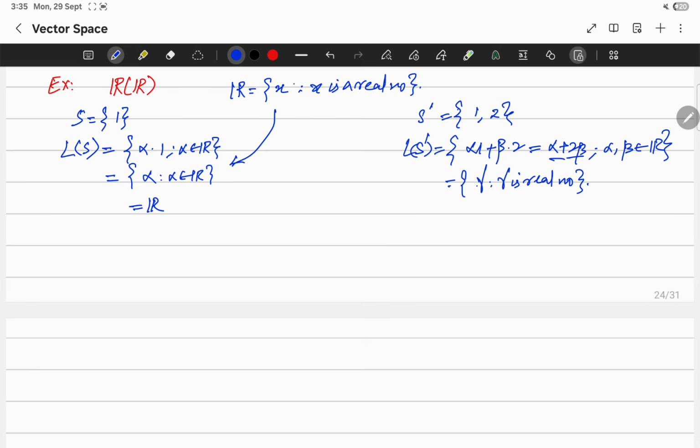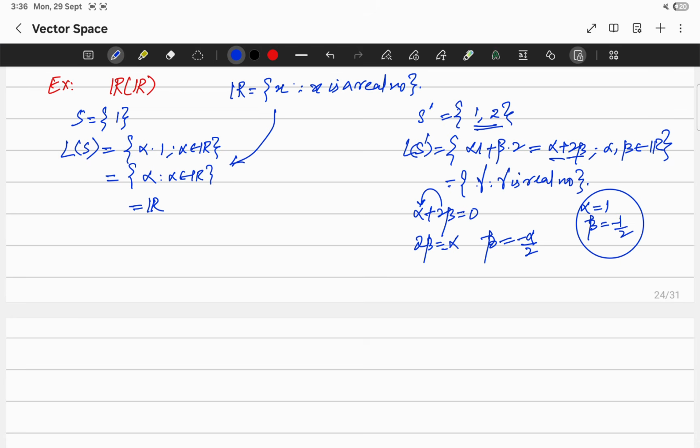So it also spans R, but this 1 and 2 are not linearly independent, because if you write alpha plus 2 beta equal to 0, you will find that 2 beta is equal to minus alpha, that is beta is equal to minus alpha by 2. So one vector is here a linear combination of the other, so it is linearly dependent, isn't it? You got a non-zero solution here. For example, if you give alpha equal to 1, beta will be minus 1 by 2, and if you put it here, it will be 0. So you got non-zero scalars such that it is equal to 0, so it is linearly dependent.